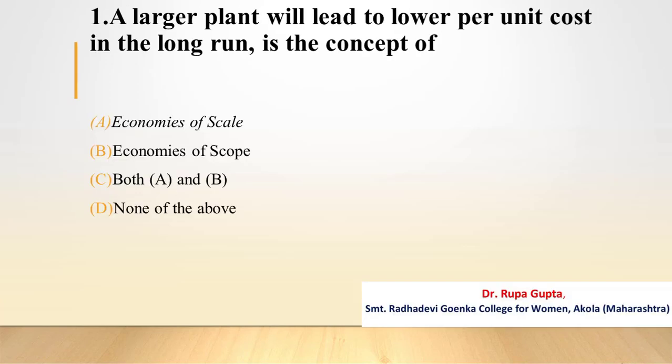Question number 1. A larger plant will lead to lower per unit cost in the long run is the concept of: Option A. Economies of scale, B. Economies of scope, C. Both A and B, D. None of the above. And the correct answer is A, that is economies of scale.